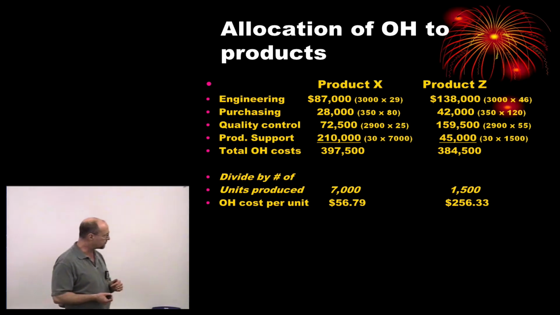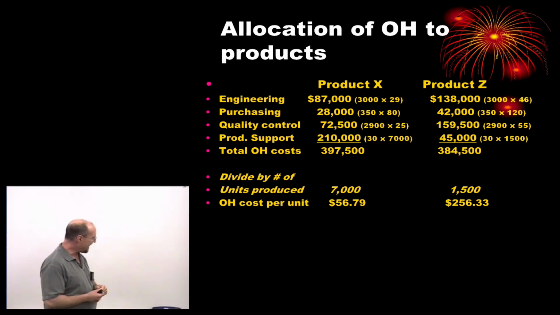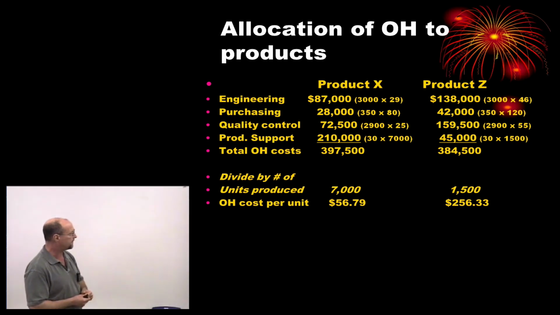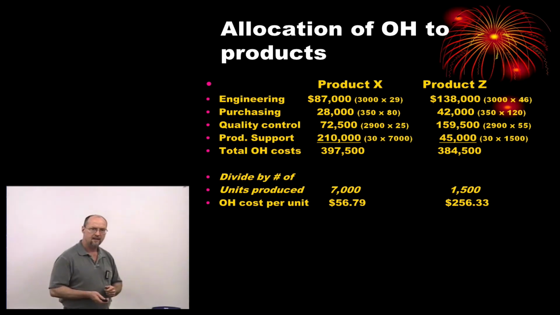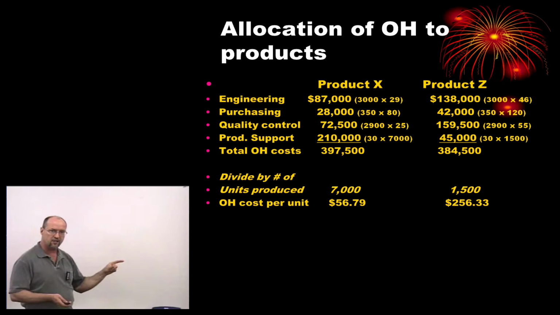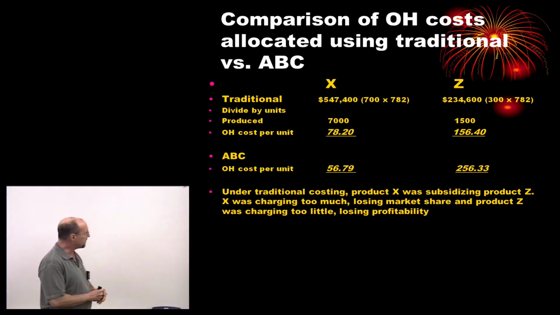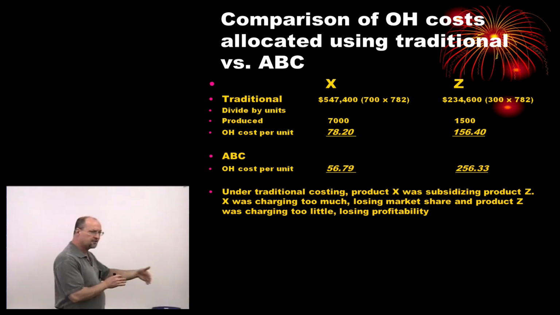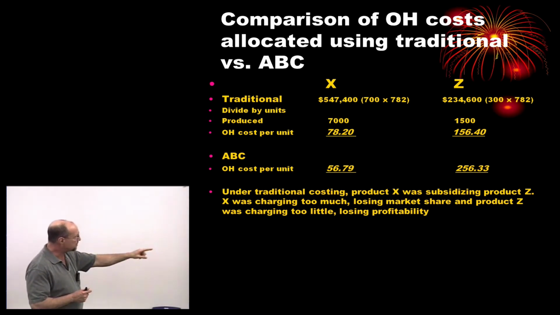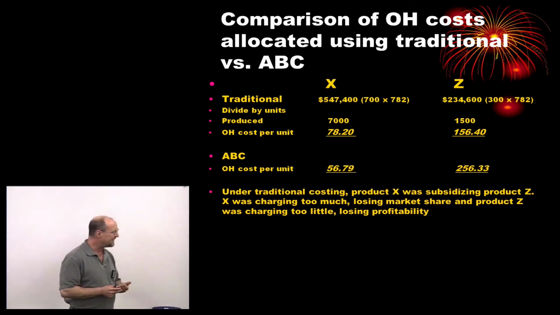When we divide those total overhead costs by the number of units produced, using activity-based costing, I'm going to charge $56.79 of overhead to product X and $256.33 to product Z. Now let's compare this overhead allocation to our traditional method. Look at the difference. Under the traditional method, we were charging $78 to X and $156 to Z. Under activity-based costing, which is a more detailed analysis of our overhead costs, we see that X is consuming slightly under $57 of overhead per unit, and Z is consuming $256 of overhead.